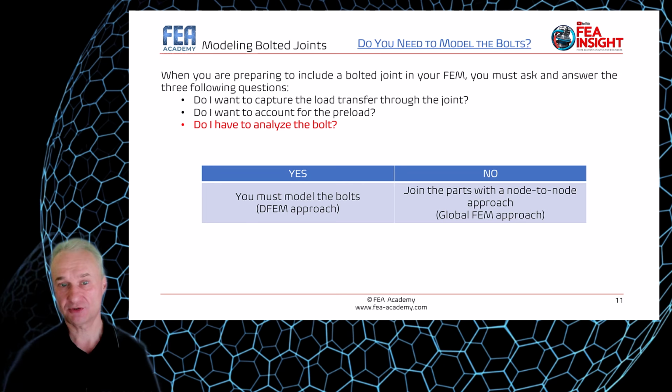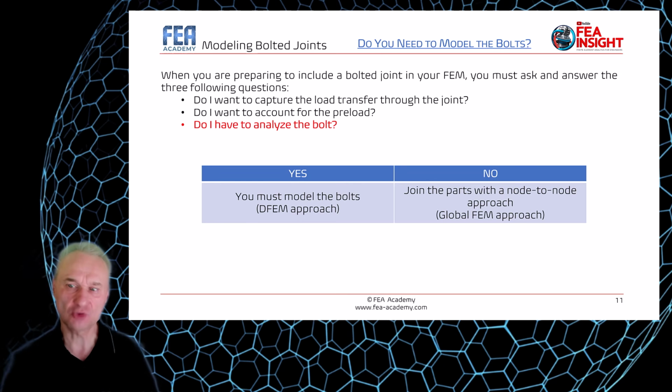So if you answer yes to any of the above questions, you must model the bolts. If the answer is no, do not waste your time. Instead, join the parts with a node-to-node approach, and it is very efficient. In fact, even if two parts are mechanically attached using fasteners, you may not be interested in the loads transferring through the joints in the preliminary analysis.